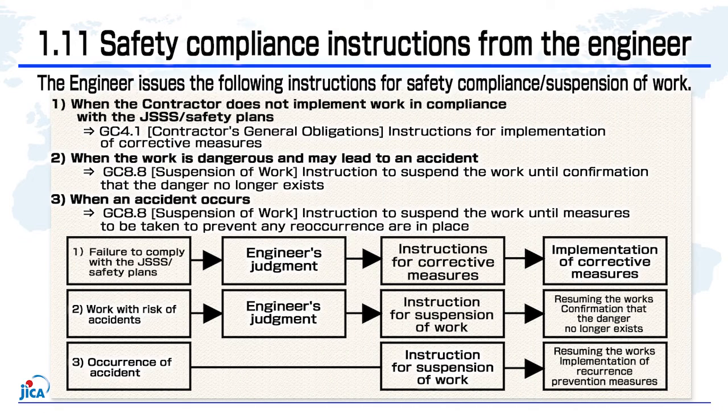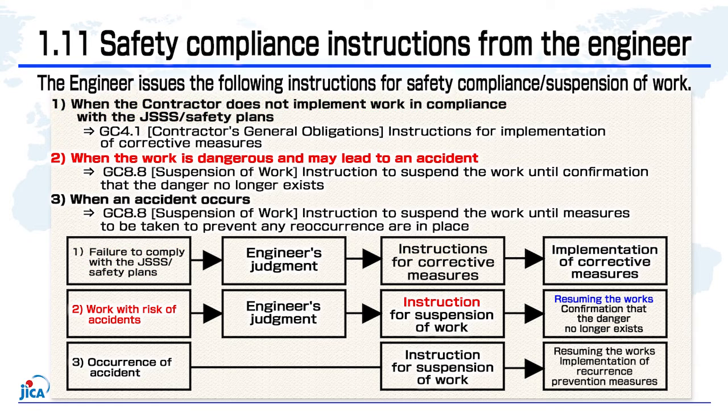Section 1.11 contains provisions of the engineer's safety compliance instructions for the contractor. Under JSSS, the engineer directs the contractor to implement corrective and preventive measures when the engineer determines that the contractor fails to comply with the safety plans and safety requirements.